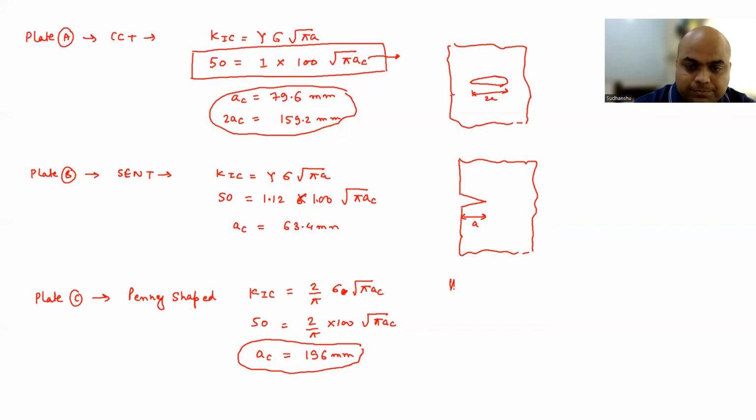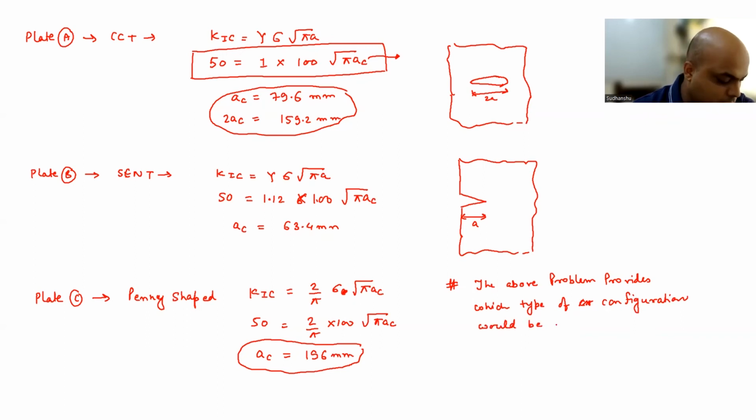Okay. So overall, the above problem provides which type of crack or configuration, I would say, would be more dangerous when other parameters are fixed. And what are the other parameters here? Sigma and K1C are fixed.